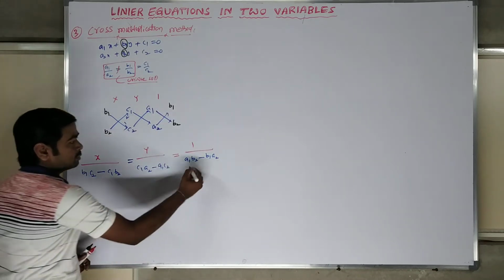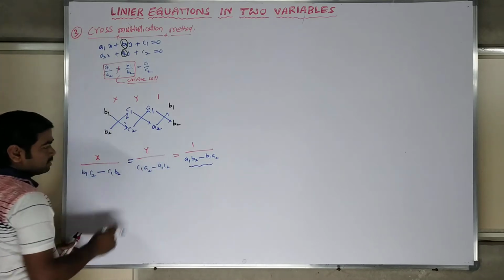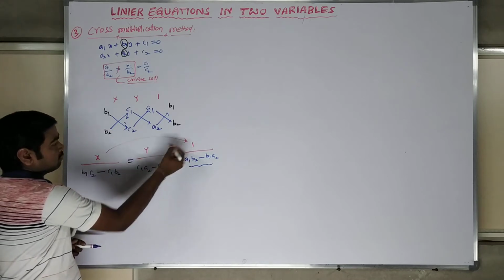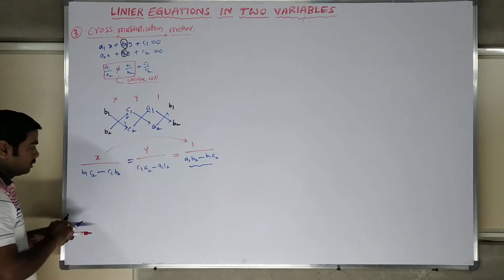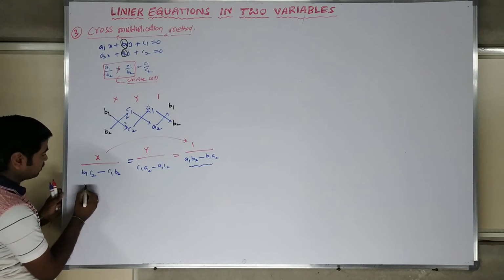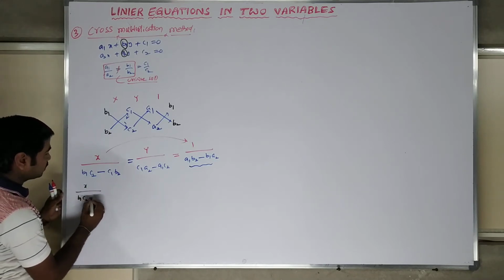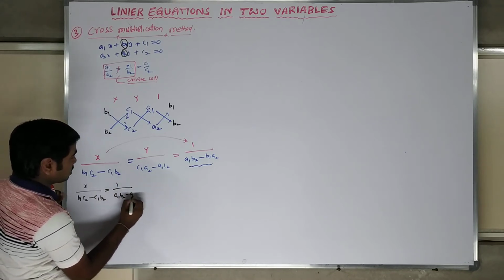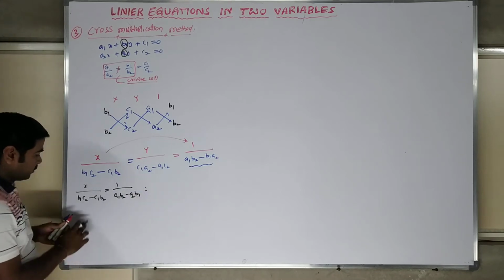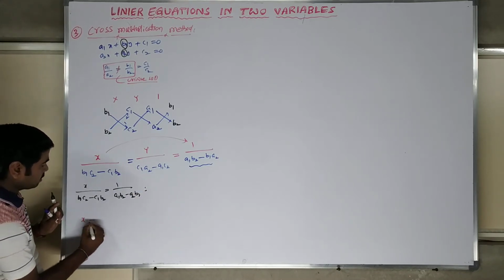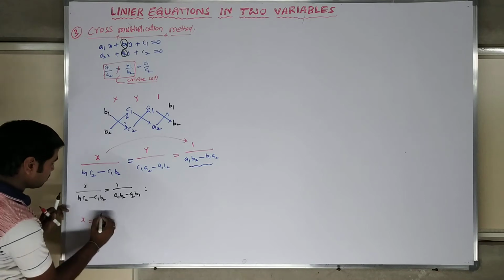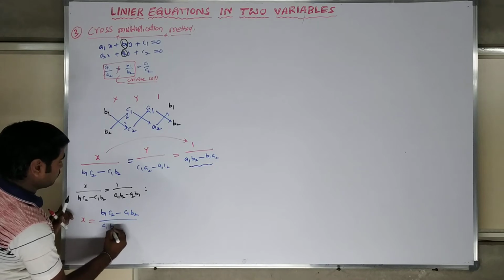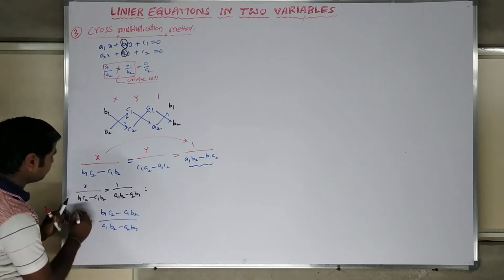After this, each will have a constant value: x by something, y by something. If the equations are the same, first take the x case against the constant 1. So what you have to write down? First case: x by b1 c2 minus c1 b2 is equal to 1 by a1 b2 minus a2 b1. So from this you can write directly x is equal to b1 c2 minus c1 b2 by a1 b2 minus a2 b1. This is the formula.